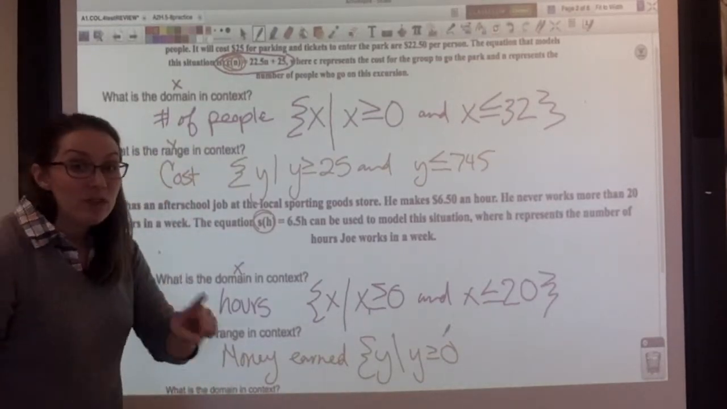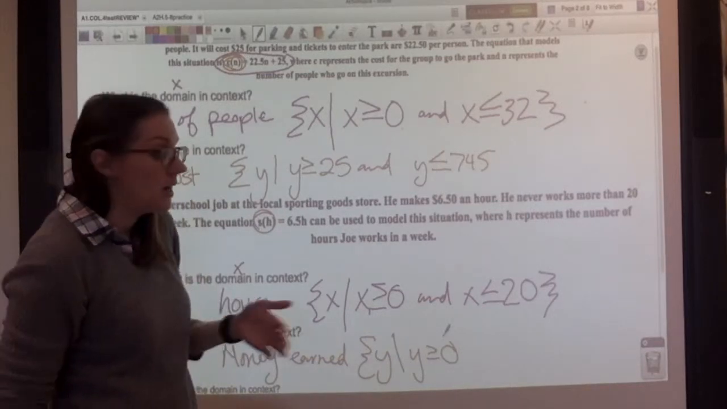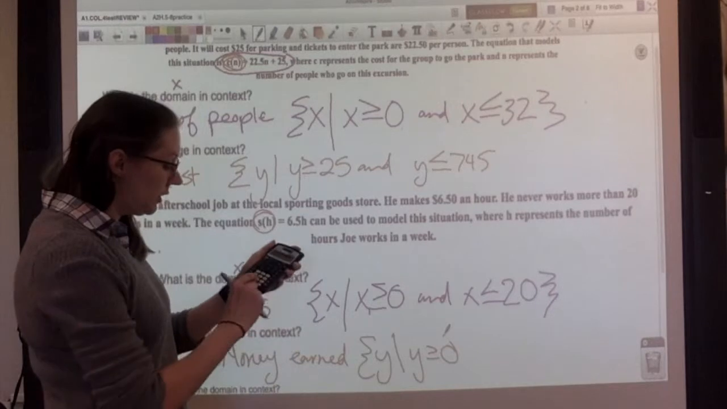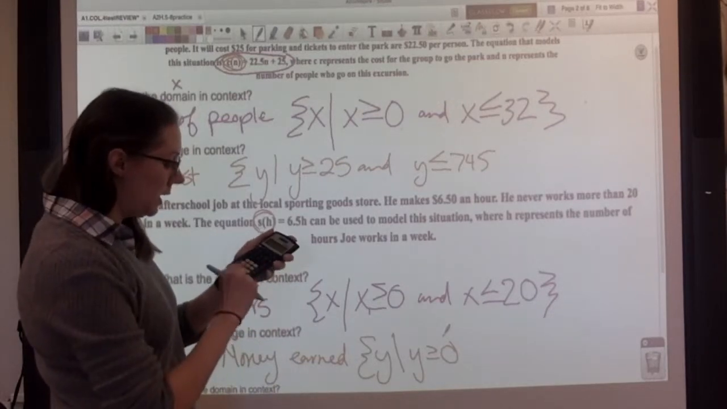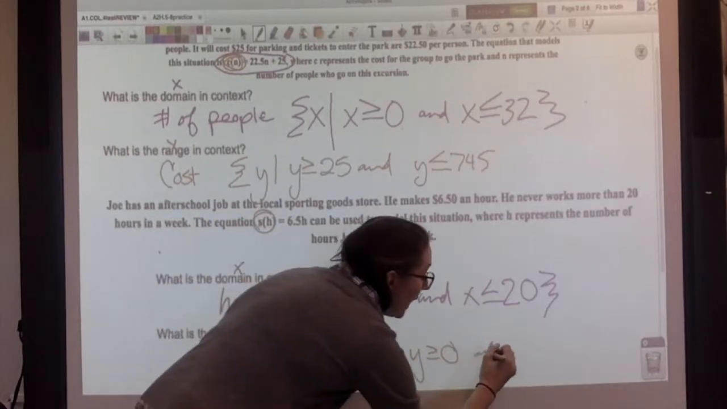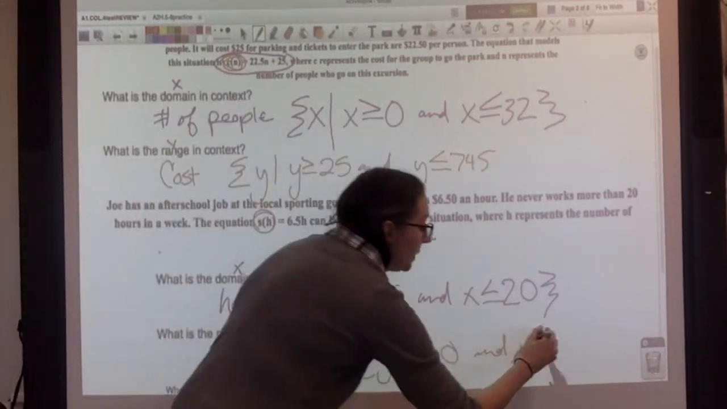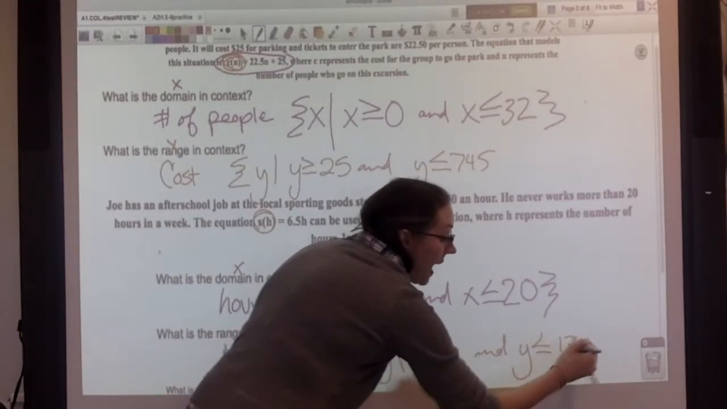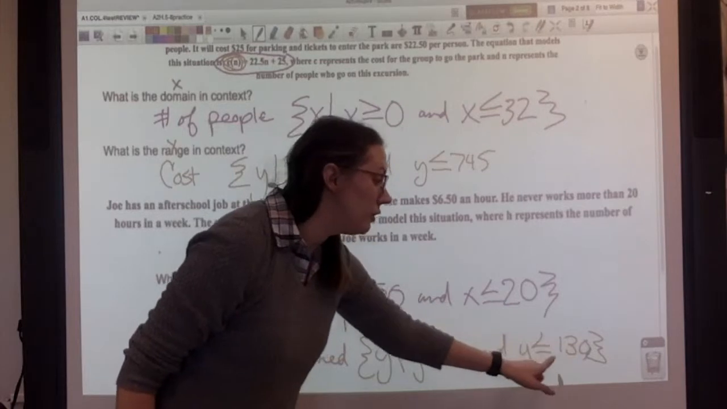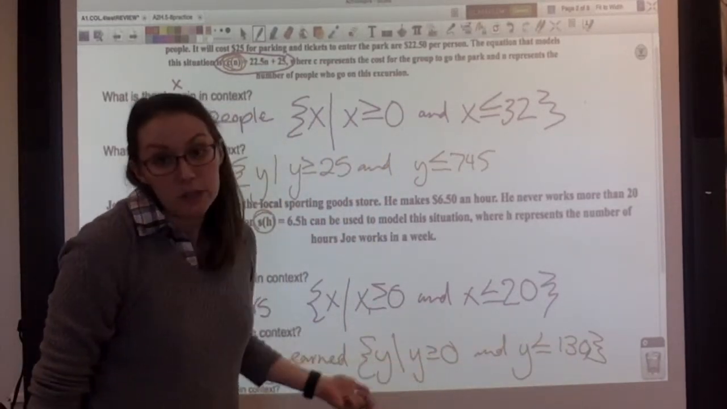Now, again, if there's a maximum amount of hours, there's a maximum amount of pay. Okay, he's not going to get paid more than what he would get paid for 20 hours. So I'm going to do $6.50 times 20. And I get $130. So the amount of money he makes, which is Y, must be less than or equal to the maximum of $130. He can make less than 130 or equal to it, and he can make more than 0 or equal to 0 if he doesn't work at all.